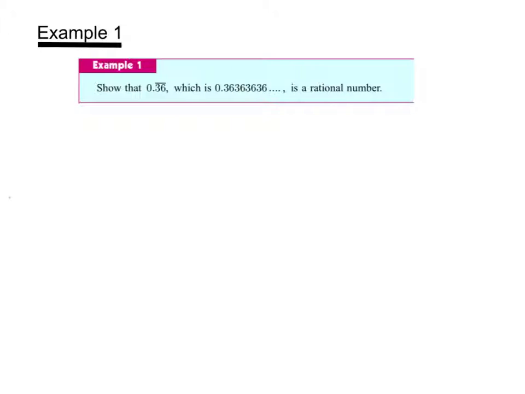So now we're going to do one quick example problem. And what you're being asked to do is to show that 0.36 repeating is a rational number. So we want to see if 0.36 repeating is a member of the rational numbers. And remember, rational numbers can be written as P over Q, where P and Q are integers.